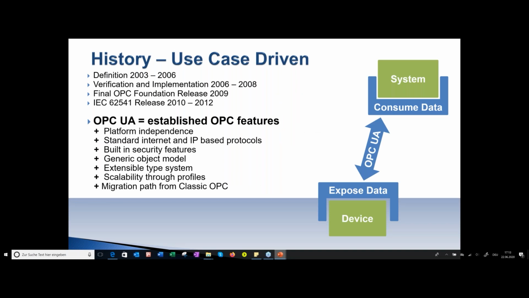So OPC UA started its definition in 2003 to 2006. Before that we had OPC Classic, which was just a connectivity between a server and a client, only available for the Microsoft operating system and based on COM/DCOM. But now OPC UA is completely platform, operating system and language independent with built-in security. The first products became available in 2008.